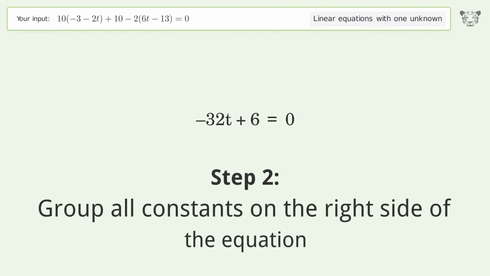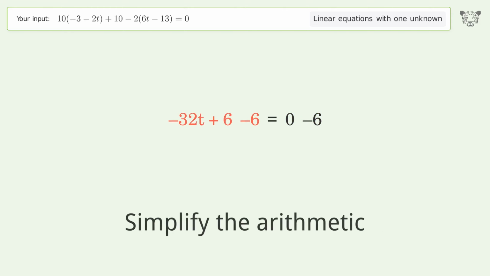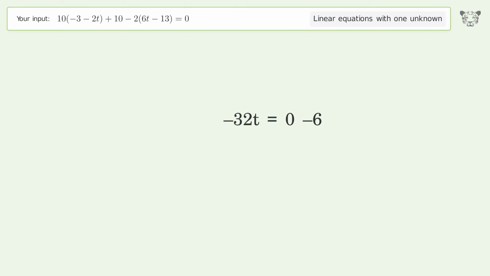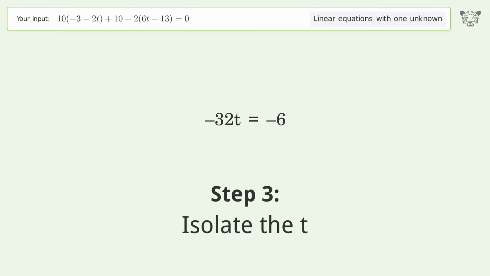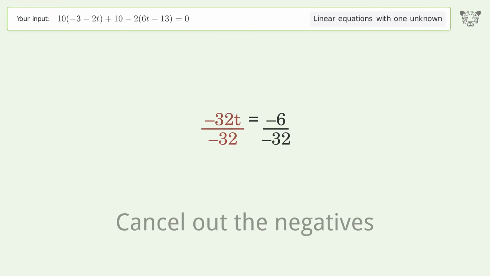Group all constants on the right side of the equation. Subtract 6 from both sides. Simplify the arithmetic. Isolate the t. Divide both sides by -32. Cancel out the negatives.